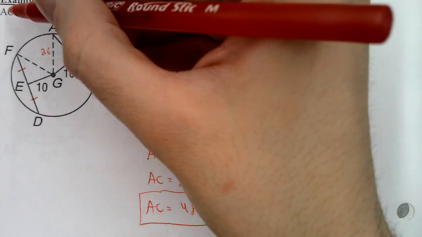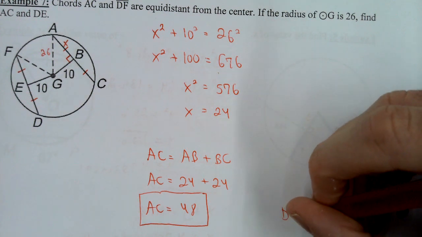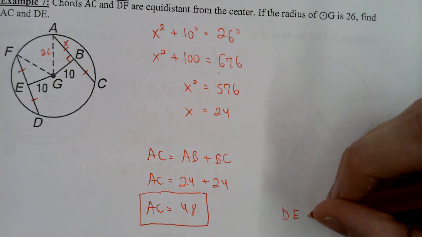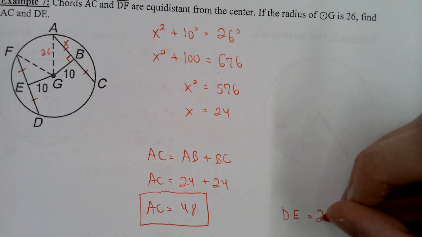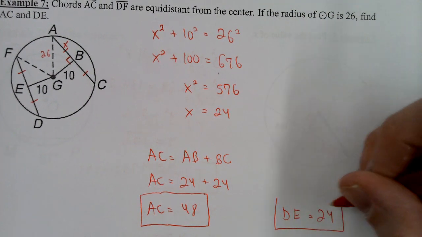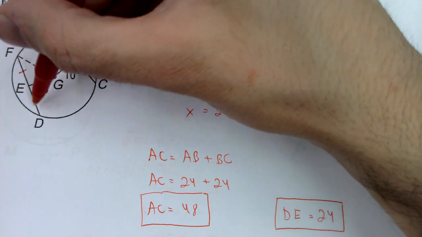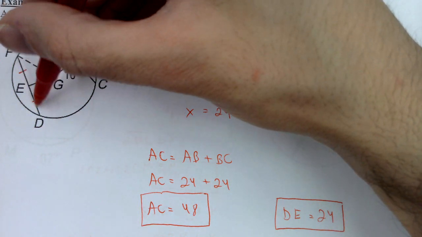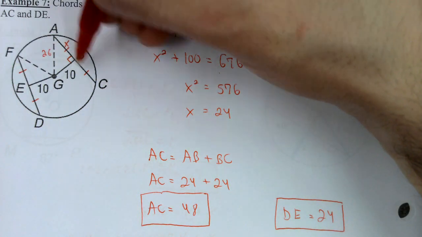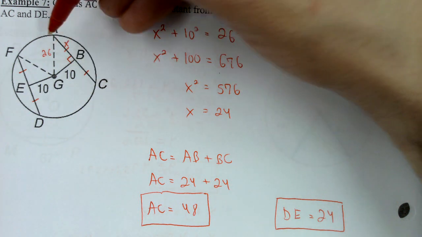Find AC and then find DE. DE equals 24. Because remember, this chord is also 48 and it's bisected, so 24 and 24. Just like these are 24 and 24.